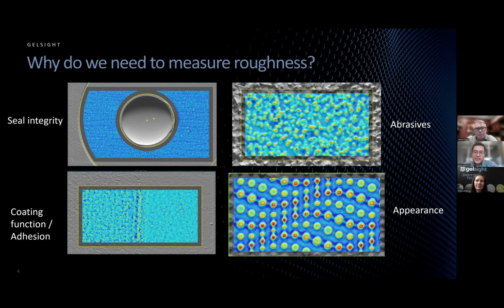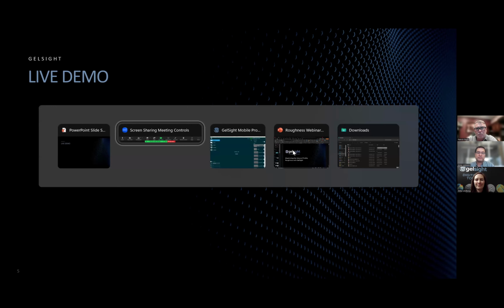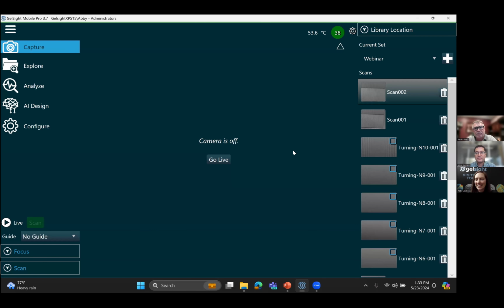So we'll start with a motivating example. And Abby will switch over to our GelSight Mobile software and show a common machine type surface and look at how we do profile roughness on this surface. Abby? All right, thanks, Kimo.